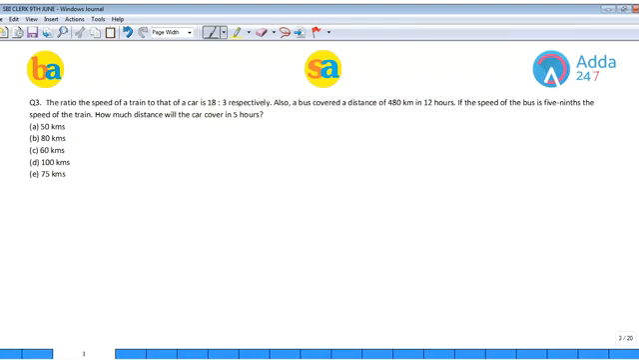Question number 3. The ratio of the speed of a train to that of a car is 18:3. Also, a bus covered a distance of 480 km in 12 hours. If the speed of the bus is 5/9 the speed of the train, then how much distance will the car cover in 5 hours? So, the speed of the bus is 480 upon 12, where 480 is the distance and 12 is the time, which is equal to 40 km/h.